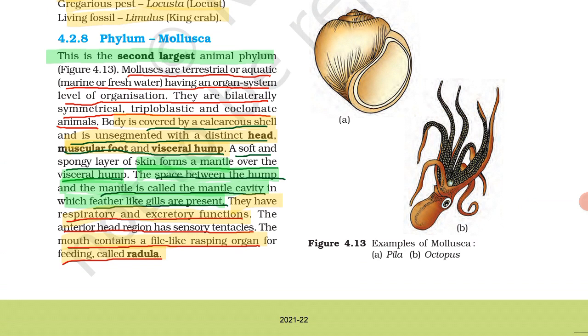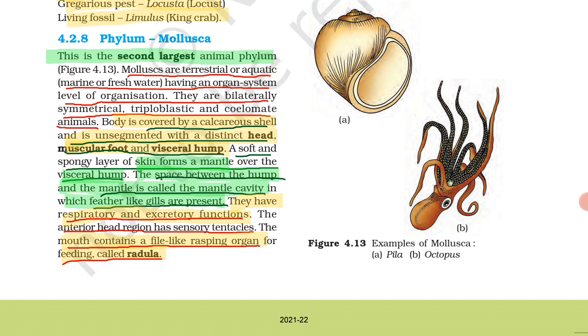The space between the visceral hump and mantle is called the mantle cavity, and from this mantle cavity feather-like gills arise. So they have respiratory and excretory functions. The anterior head has sensory tentacles. The mouth contains file-like rasping organs for feeding, called radula.